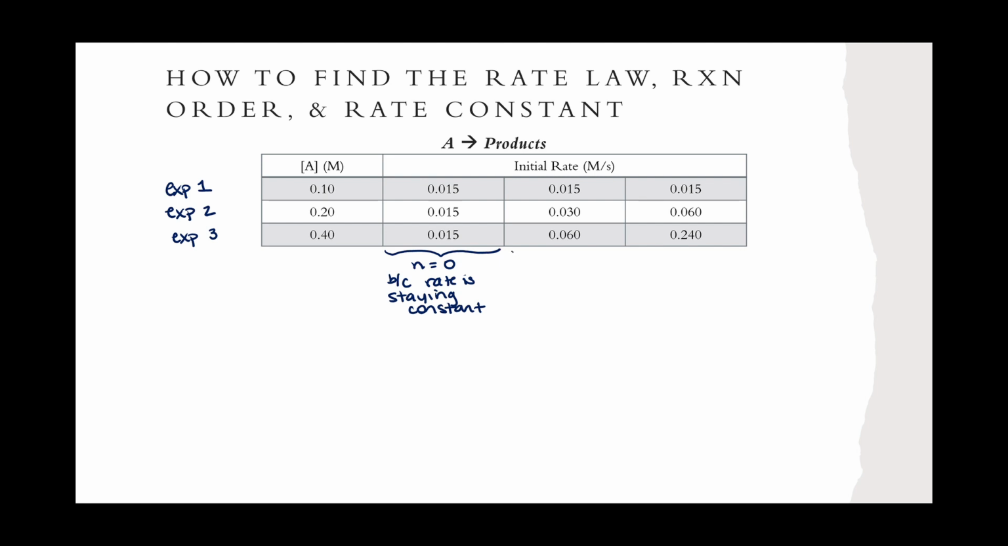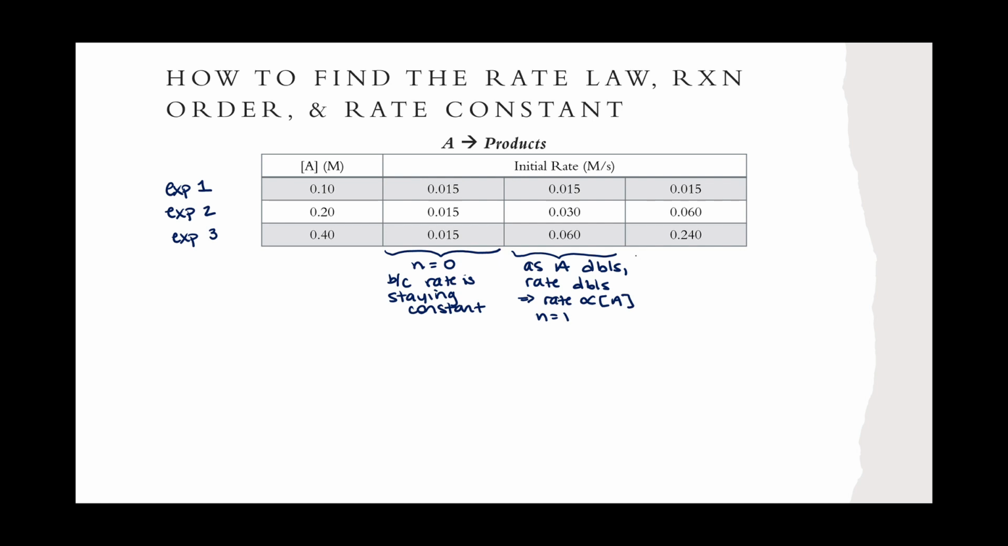If we look at the second column under the initial rate, we can see as we double the concentration of reactant A, our initial rate is also doubling. So these would be proportional. As we double one thing, the other is doubling. Let's say as A doubles, rate doubles, which means that rate is directly proportional to the concentration of A. This would be indicative of a reaction order of 1.